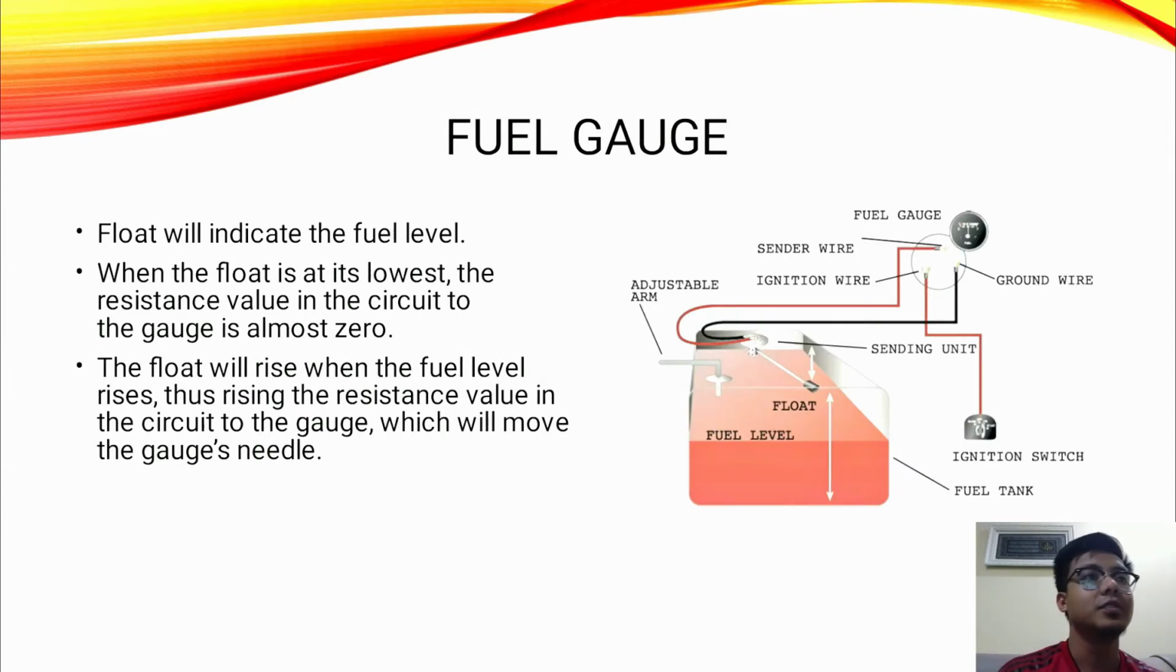So the last one is fuel gauge. There will be a float inside the fuel tank. The float will float on the fuel surface, so it will indicate the fuel level. When the float is at its lowest, the resistance value in the circuit to the gauge is almost zero. So we will have a simple circuit from the float to the gauge, and the gauge will react according to the float.